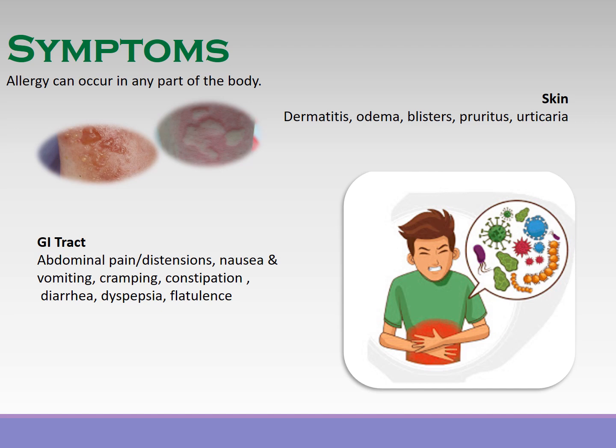Pruritus is an unpleasant sensation of the skin that provokes the urge to scratch, and urticaria is a swollen pale red bump, usually seen when we are exposed to a sting or bite. These are the symptoms which appear in the skin when we are exposed to some food allergens.